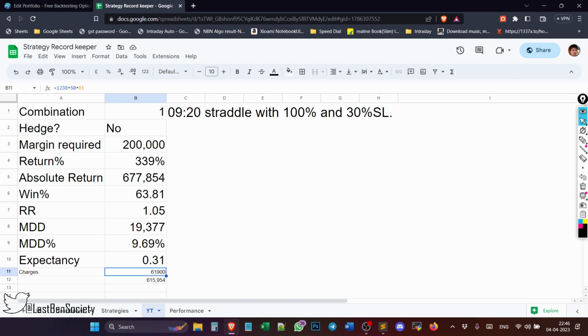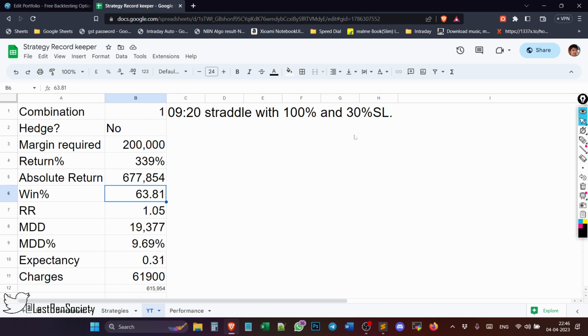Here are the charges I've written in small. Let me make it a little bigger. So see, these are the charges. You will pay 61,900 in charges if you do just this trade every day over a period of 7 years. Okay, now let me go ahead with the numbers. What do the numbers say? The margin required is 2 lakh rupees.